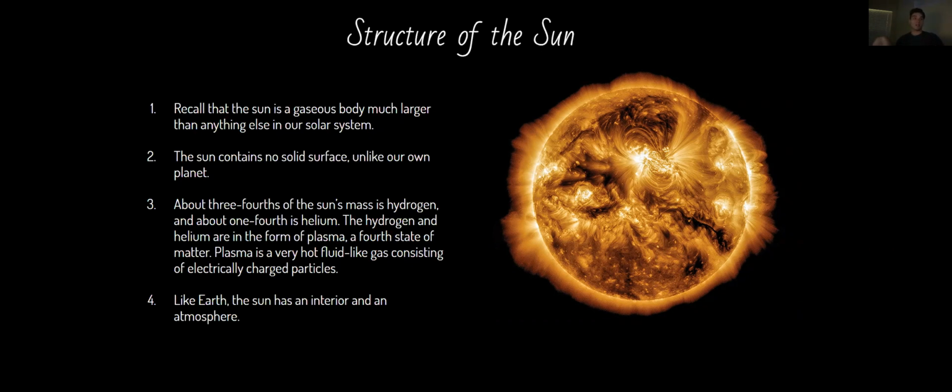Just like our Earth, there's an inside of Earth. Remember, our inside of Earth, there's the crust, the mantle, the core. The sun has something similar to that, and it has an atmosphere, just like we have an atmosphere. Remember the troposphere? Now I'm forgetting all the layers, but we have 5 layers.